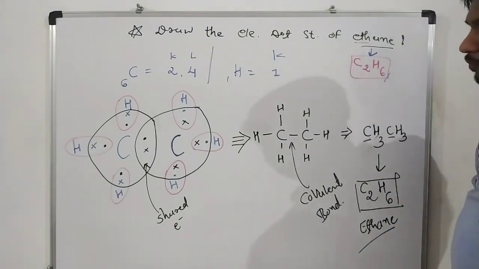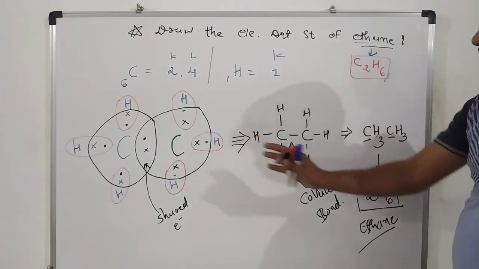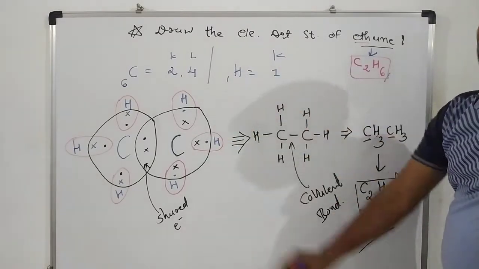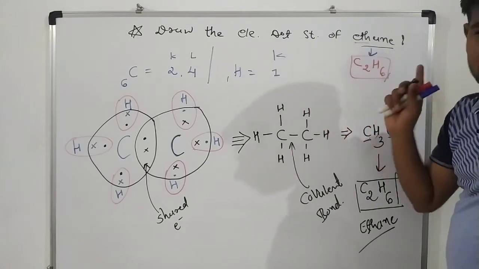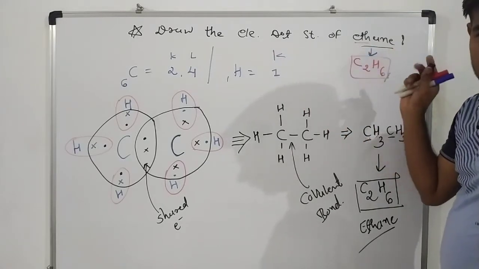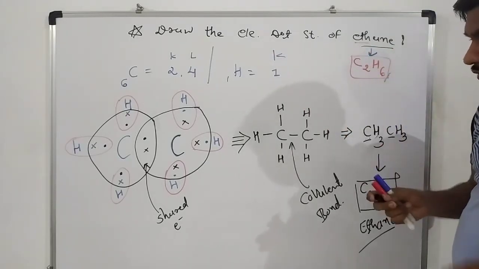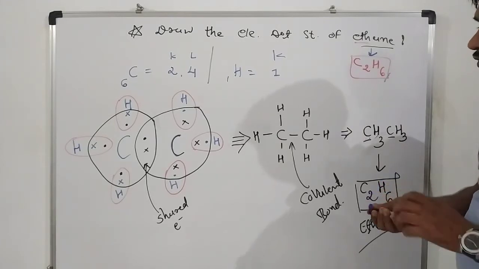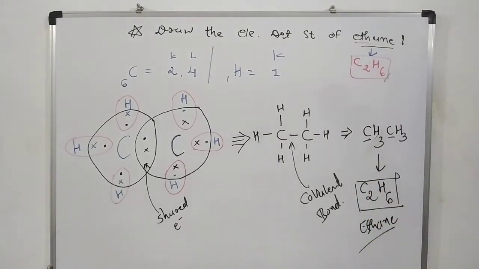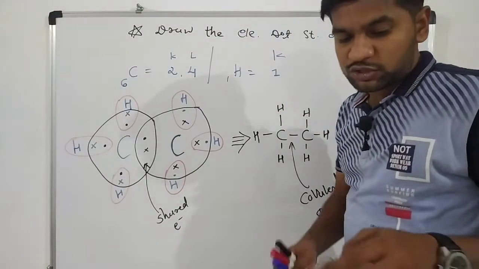Okay, I hope you understood all the concept of the electron dot structure of ethane. If you want to take a screenshot, then take it. Now we can take the second question.